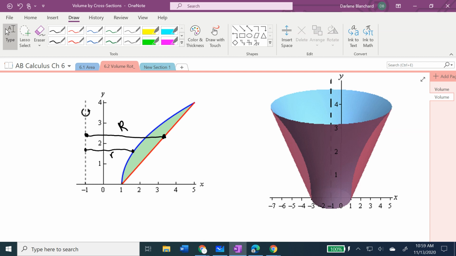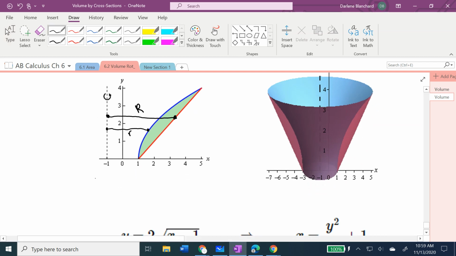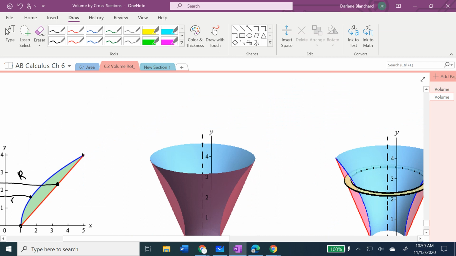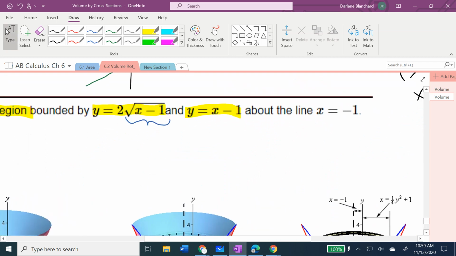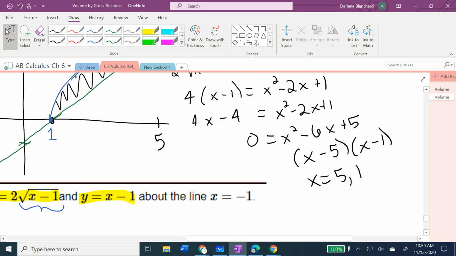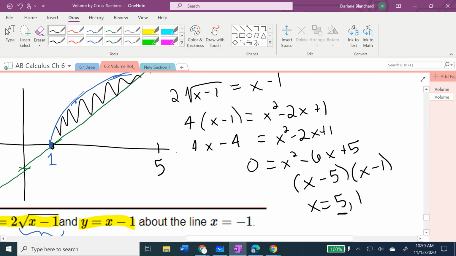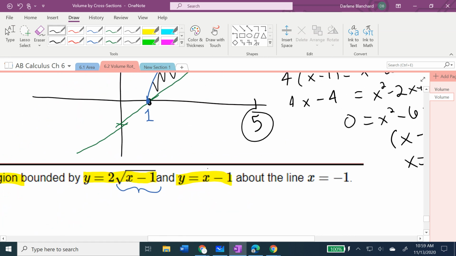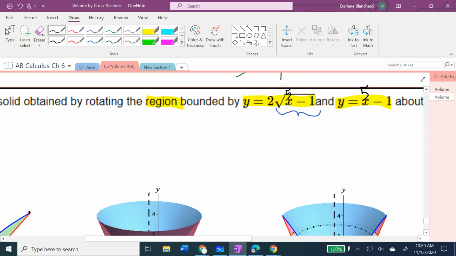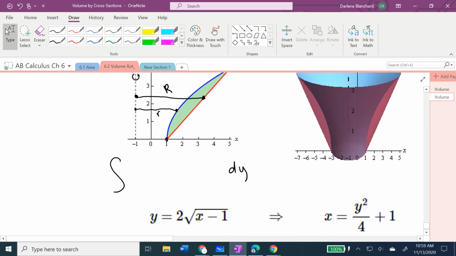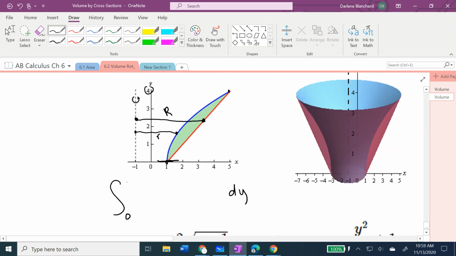So I'm starting off with, it's a dy integral. I need to know the y coordinates of intersection. And I had found the x, so I need to go back and, based on x equals 5, find that it is y equals 4. So the bottom y of the region is 0, the top y of the region is 4.